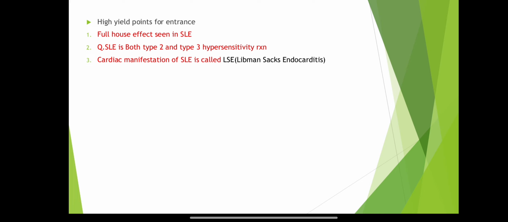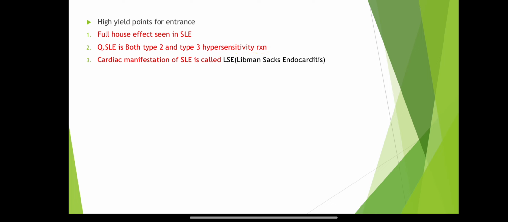Now next, a very important question that is asked about SLE is: what type of hypersensitivity reaction is SLE? Both type 2 and type 3 hypersensitivity reaction, because it causes both hematological lesions as well as visceral lesions. If the question is asked only about the presence of hematological lesions, then the type of hypersensitivity will be type 2 only. But if visceral lesions are present as well and it is immune complex mediated, then we have to say type 3 hypersensitivity reaction.